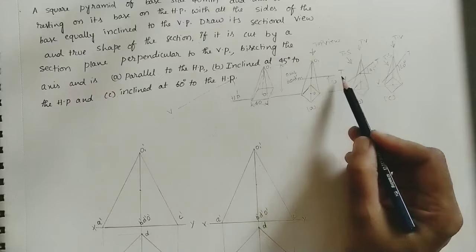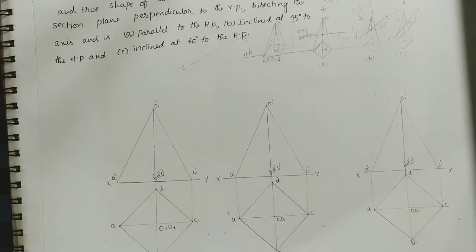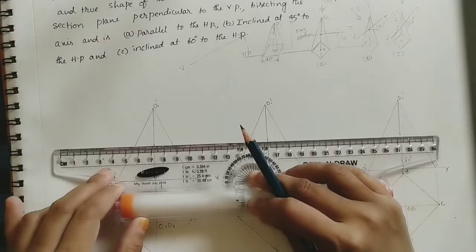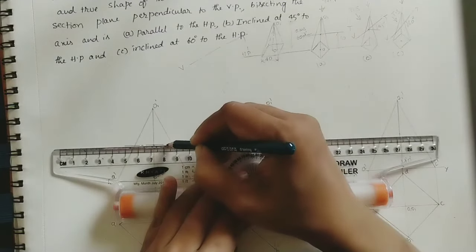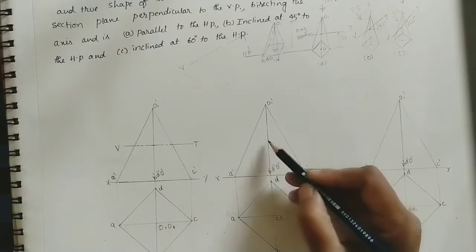Okay, after marking the middle points, take the cutting plane position. Here the cutting plane is parallel to the horizontal plane. Let us take one cutting plane which is parallel to this XY line. Take this as the reference line. Do the cutting plane here. As we know, the cutting plane is two big lines with a dot like this. Mark the ends V and T. VT is the cutting plane. Now here mark the cutting plane.